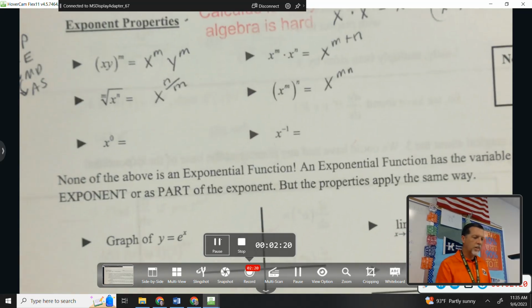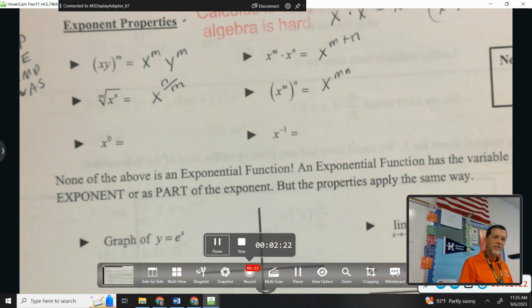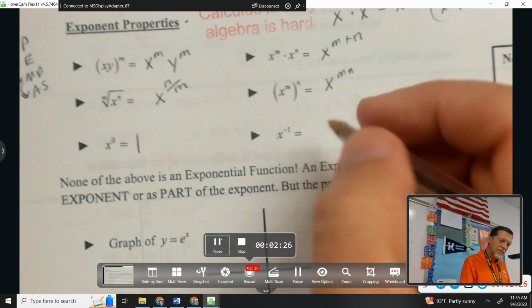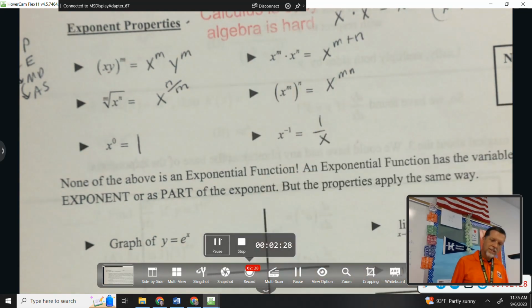X to the 0. What's x to the 0 equal? 1. And x to the negative 1? 1 over x. Pretty easy stuff right there.